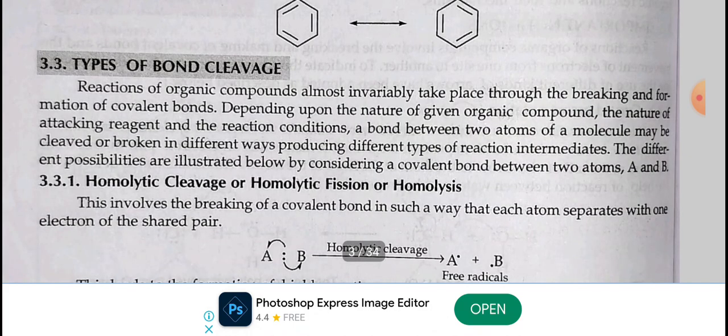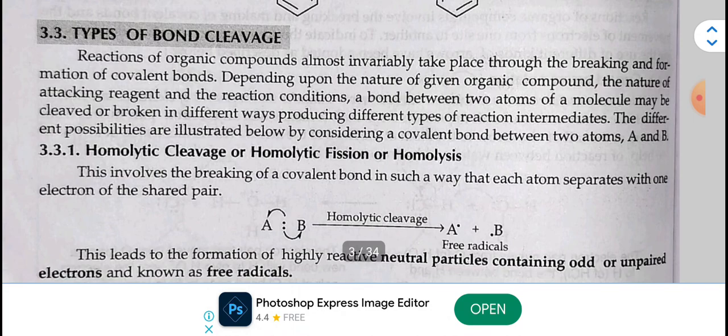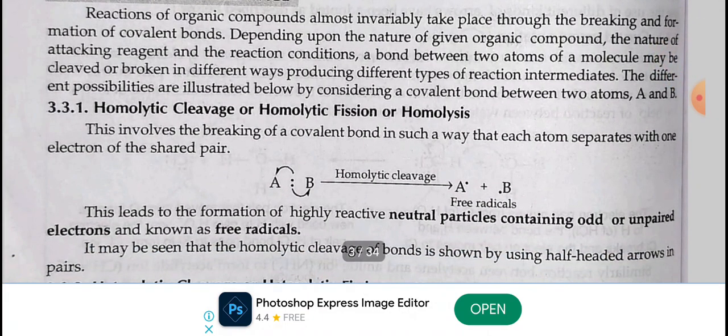Types of bond cleavage. Reactions of organic compounds almost invariably take place through the breaking and formation of covalent bonds. Depending upon the nature of a given compound, the nature of the attacking reagent and the reaction conditions, a bond between two atoms of a molecule may be cleaved or broken in different ways, producing different types of reaction intermediates. The different possibilities are illustrated below by considering a covalent bond between two atoms A and B.